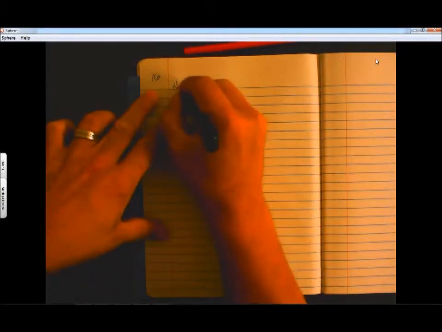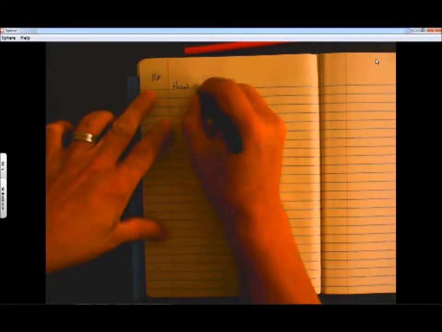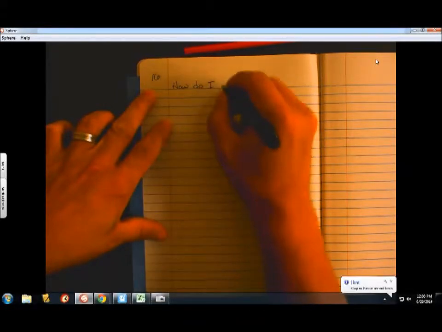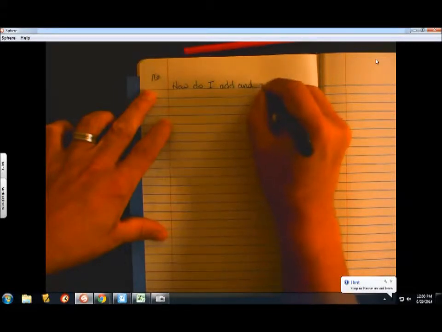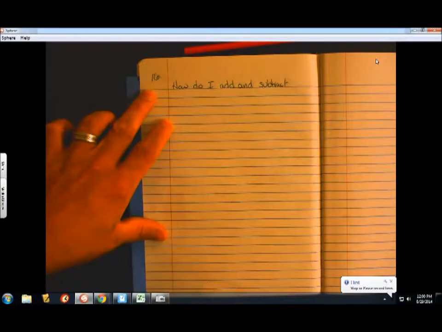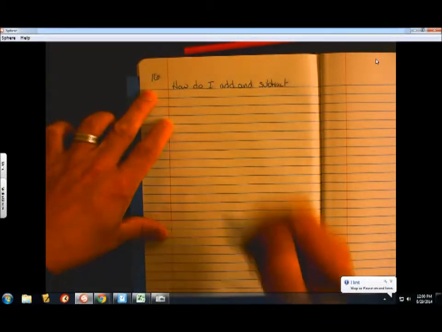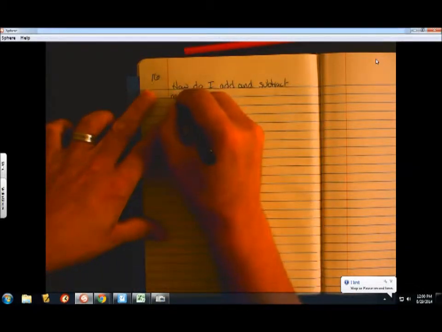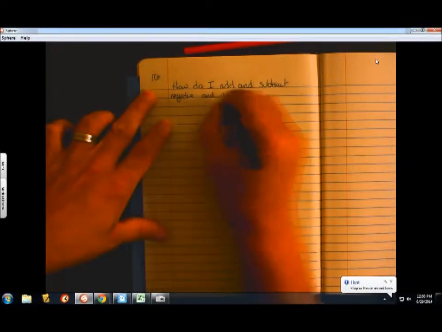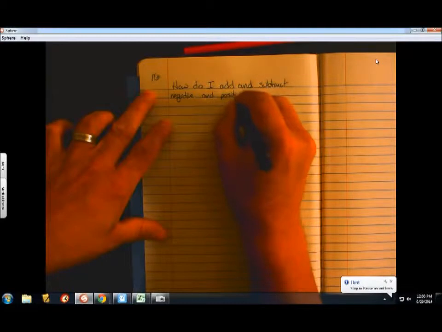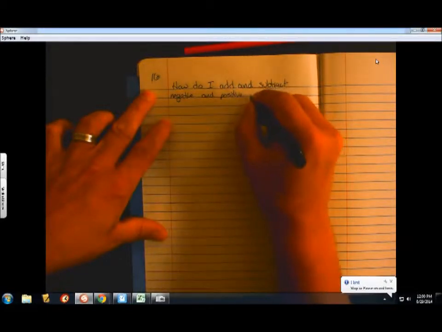We're going to work on adding and subtracting negative and positive fractions. So your essential question for the day is, how do I add and subtract negative and positive fractions? We are putting them both on one set of notes because subtraction now, because of the integer rules, we change all subtraction over to addition by additive inverse. So in actuality, they are the same thing.